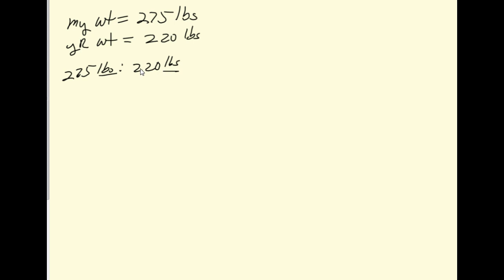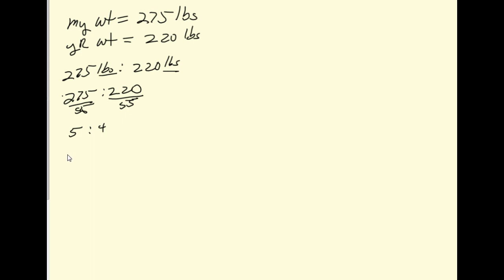We usually don't put the units in because we know what we're talking about. But I'm putting these units in because right now you need the measuring cup. And sometimes it's good to put the units in, so you can keep track of where you are. Okay? So if that's my weight comparison to your weight, and if I rewrite this as 275 to 220, and I divide both sides by 55, that comes out to 5 to 4. That's the ratio of my weight to your weight.